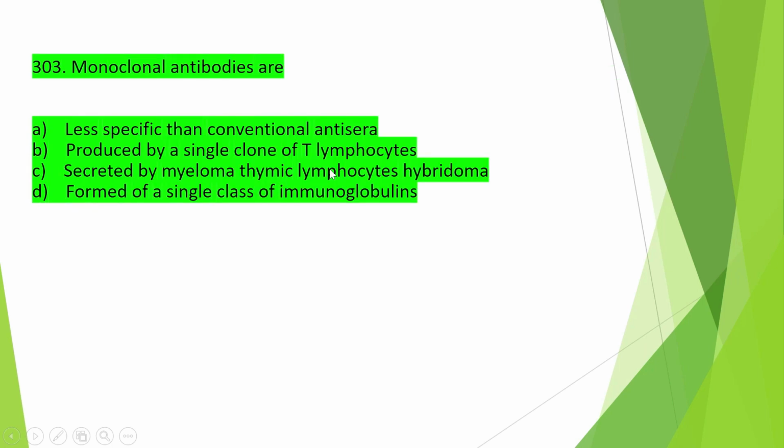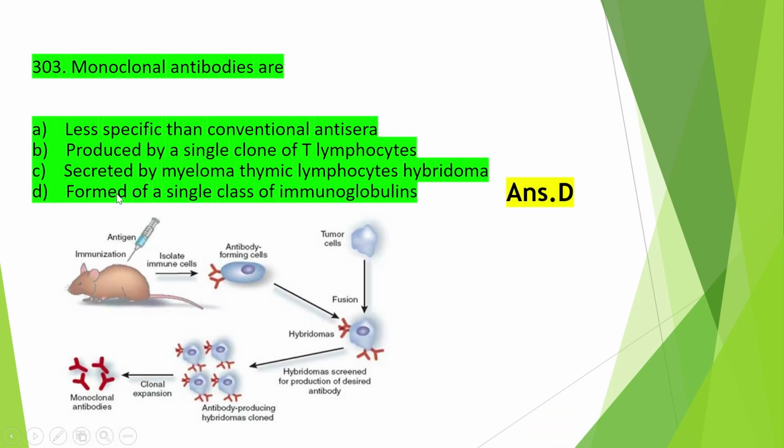The next one is, monoclonal antibodies are less specific than conventional antisera, produced by a single clone of T lymphocytes, secreted by myeloma, thymic lymphocyte hybridoma, or formed of a single class of immunoglobulins. The right answer about monoclonal antibodies is option D, that they are formed of a single class of immunoglobulin. And how can we form the monoclonal antibodies?